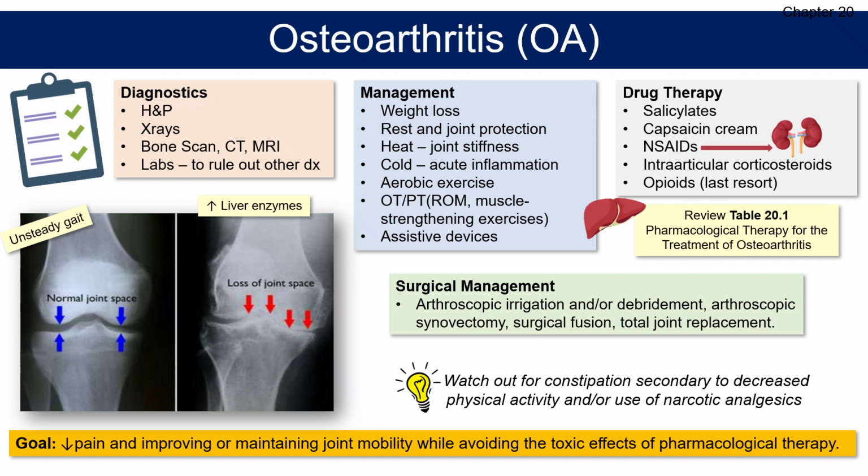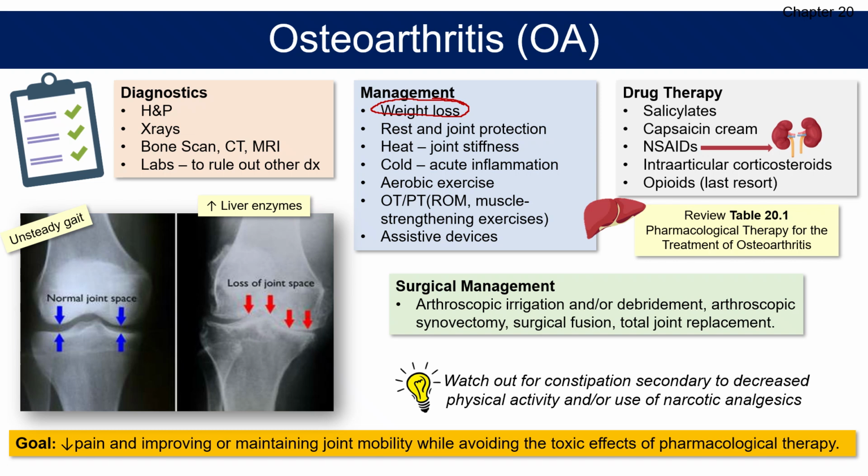We can do x-rays, bone scan, CT, MRI. Those are all imagings to detect early joint changes or figure out what stage and how much joint damage there is. And then there is no definitive lab result for osteoarthritis. You're pretty much doing labs to rule out other conditions that may be similar to osteoarthritis. When it comes to management, if the patient is obese, we're going to want them to lose weight.